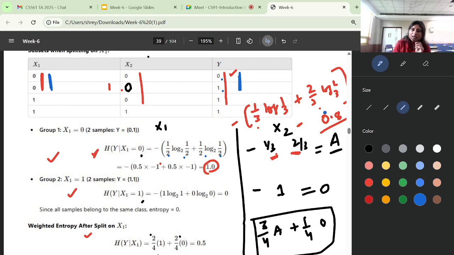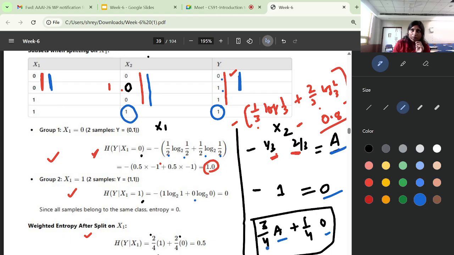So I am saying I do not have the actual value. That's why I am considering it as A. And for this value, x1 is equal to 1, because only one parameter is there, the entropy will be 0. Similar to this case. Correct? So how to combine them? A plus 0. I have to do A plus 0, but in a weighted form. So there are 3 zeros out of 4.